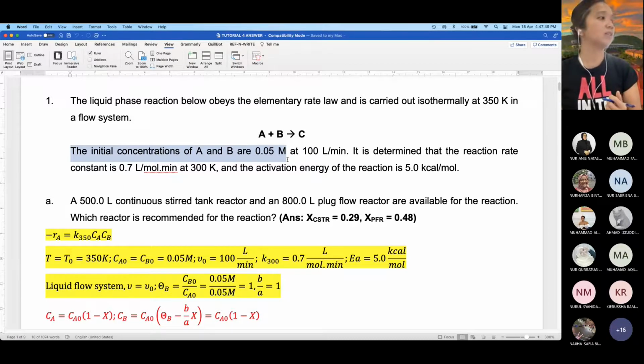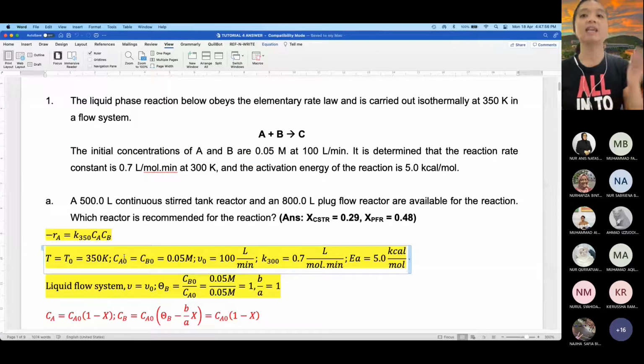So Ca naught is 0.05. Since the initial concentration of B is also 0.05, Cb naught also equals 0.05. From the test, I can see that all of you are very good. Even if you could not answer the question, you were able to extract the information and write it down in symbols. I see that all 30 of you have done this very well, meaning there is no problem, you understood the question and the information. That is also a very good improvement.